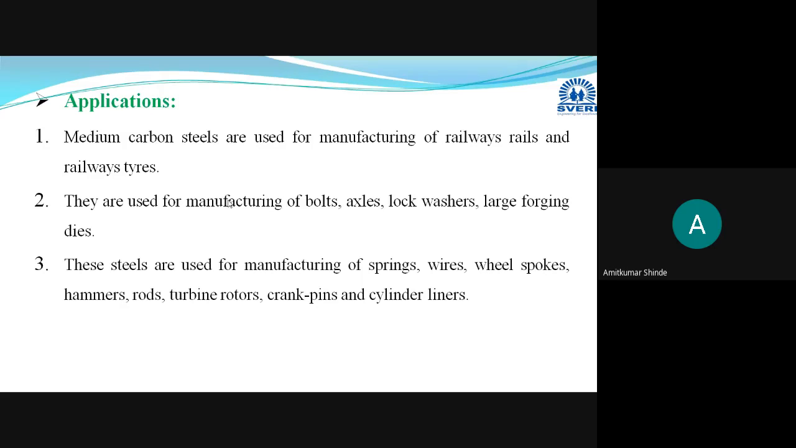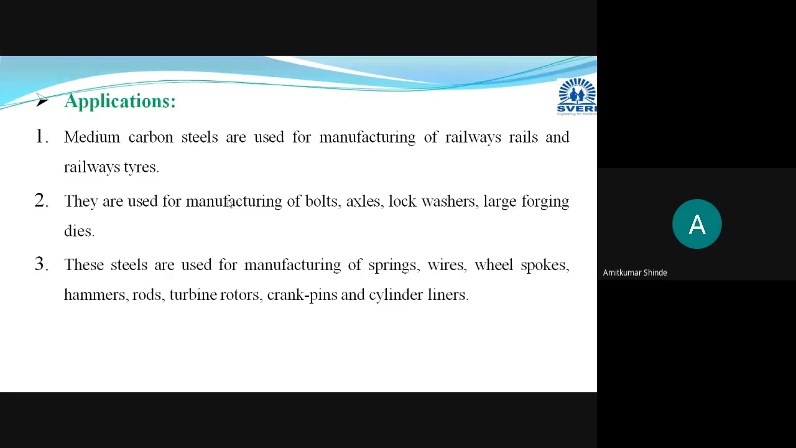These medium carbon steels are used for manufacturing, see the third point, different types of springs, wires, wheel spokes, that is, bicycle wheel spokes, and different kinds of hammers. Then the turbine rotors are manufactured from the medium carbon steel only. Then crank pins and cylinder liners, which are present in different vehicles, are also manufactured with the help of this medium carbon steel only.